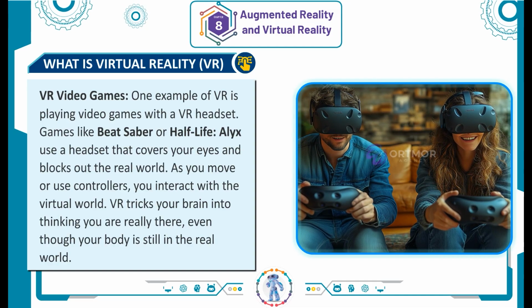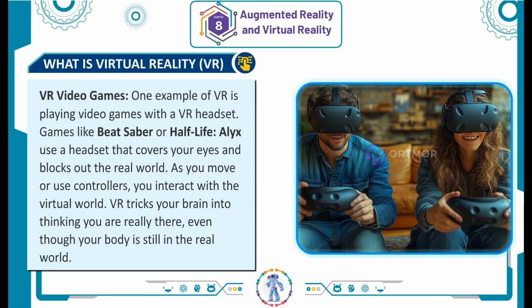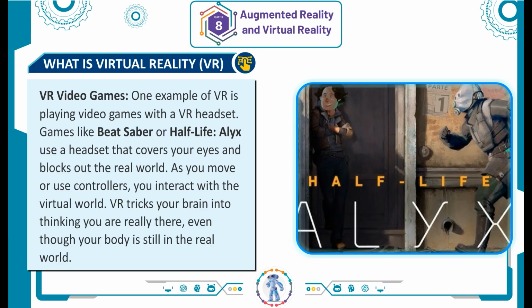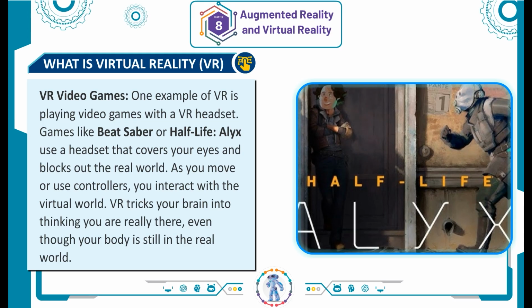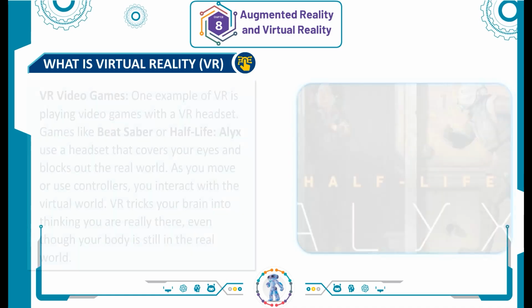Examples of VR video games. One example of VR is playing video games with a VR headset. Games like Beat Saber or Half-Life: Alyx use a headset that covers your eyes and blocks out the real world. As you move or use controllers, you interact with the virtual world. VR tricks your brain into thinking you are really there, even though your body is still in the real world.